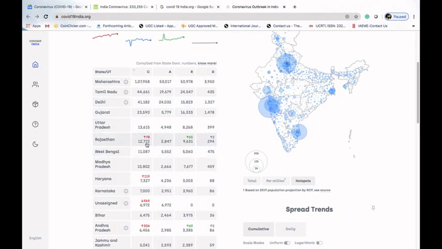So for Rajasthan, the red mark, an increase of 78, shows that Rajasthan recently reported 78 new cases, and Rajasthan also reported that 65 cases have recently recovered. Same with Haryana. Haryana just reported 119 cases. And there is data of unassigned people.